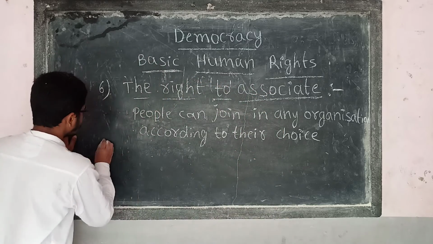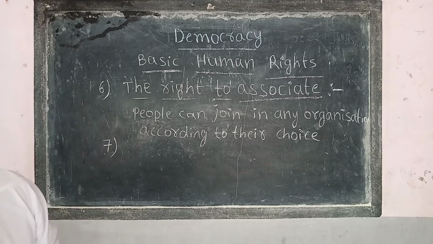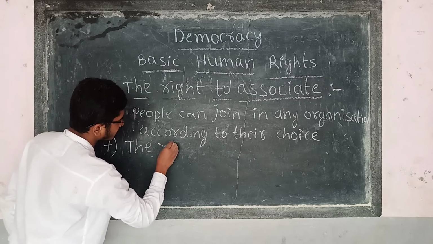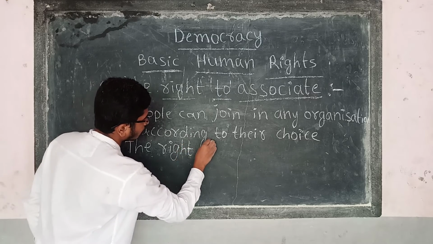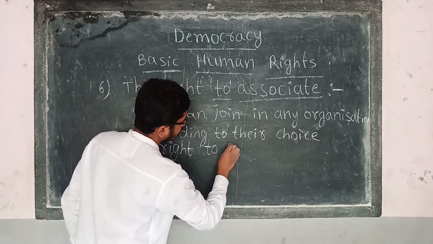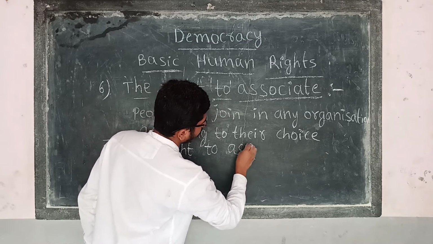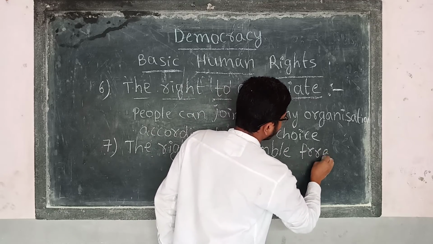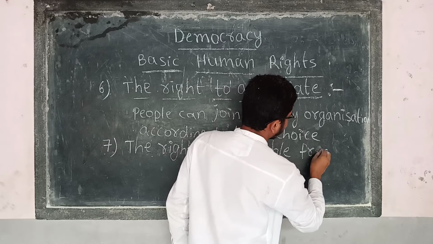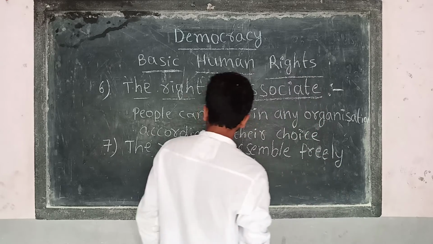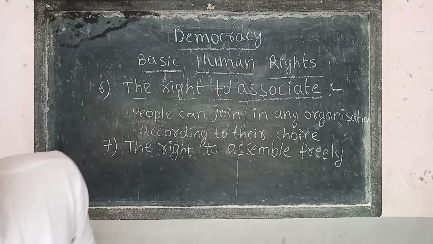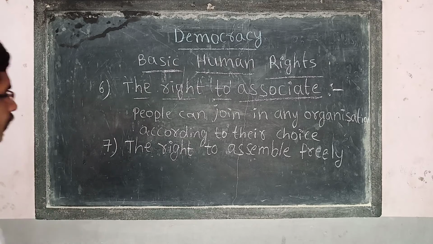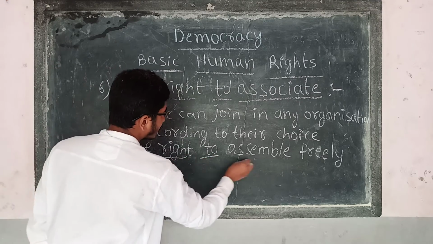So now we will learn the seventh fundamental right. The seventh fundamental right is the right to assemble freely. The right, it's the seventh one, huh? The right to assemble freely. Hope you are seeing the words. Assemble, the right to assemble freely. These fundamental rights will come in every class now. In every class it will come. It will be for a lifetime. So here, the right to assemble.